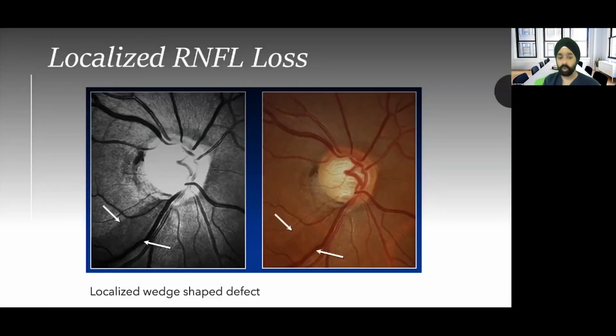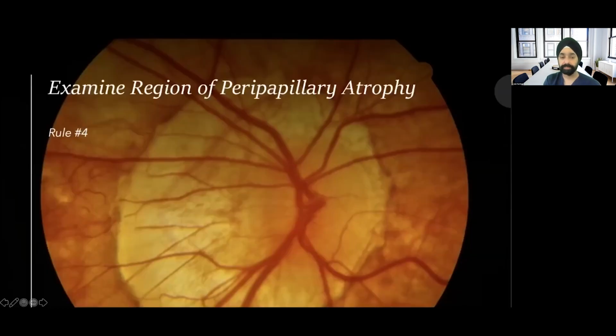And so you can see here localized loss, the red free image on the left. But even on color photography here, you see a thinning of the rim, loss of rim inferiorly, and these 2 arrows here show this nice wedge defect. This will likely correspond to a superior field defect. And if you get an OCT, I'm sure you're going to see significant loss down there as well and into the ganglion cell complex. But clinically, you can see it without any specialized tests. If you don't have an OCT or field, this could tell you right away this patient has significant issues there.